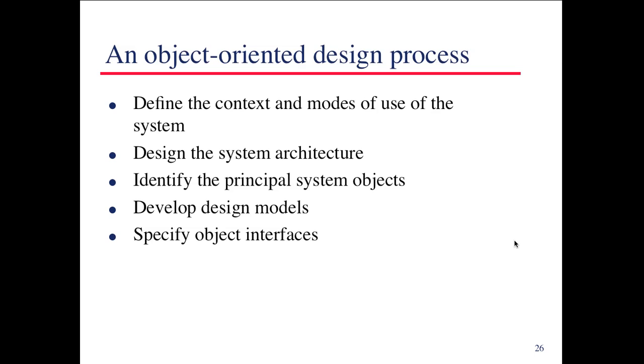So the object-oriented design process. We design the context of the models and use them in the system, design the system architecture, which is what we're doing in this model. We identify the principal system objects, develop the design models, and specify the object interfaces. We're not doing all of this for the assignment. What we're doing for the assignment is it's not really steps, it's more like concurrent activities that occur. We're looking at the system architecture.